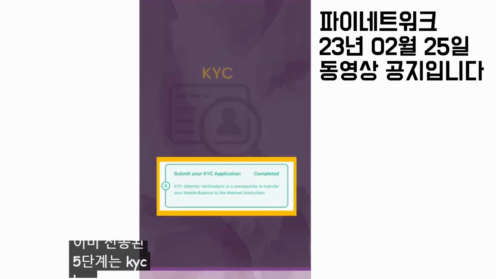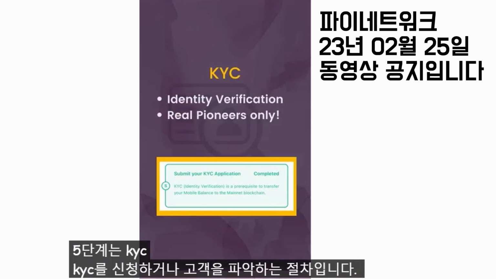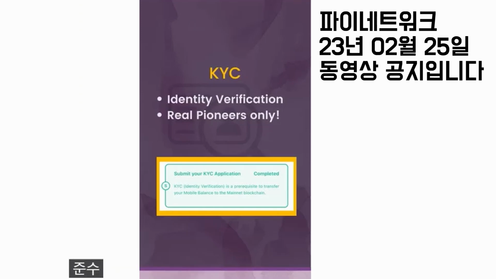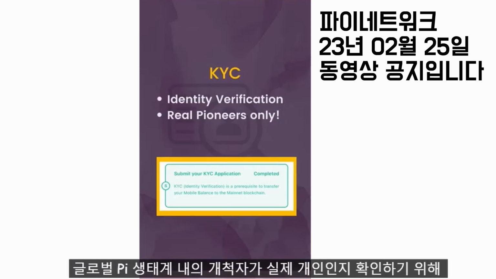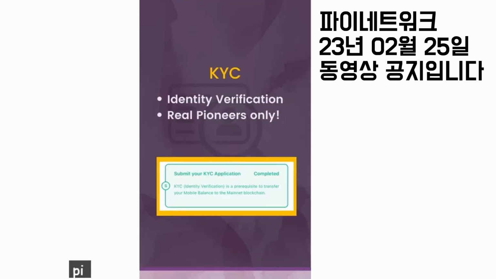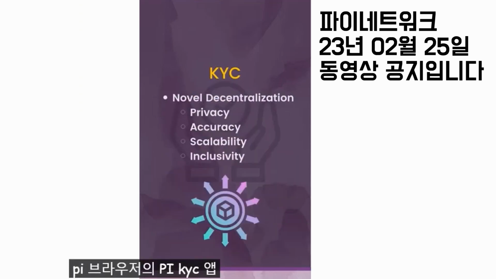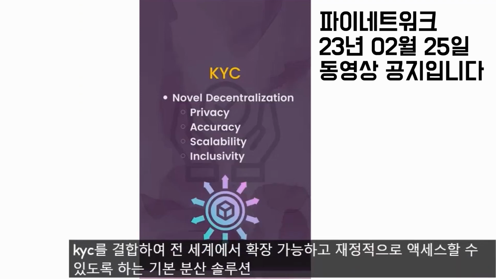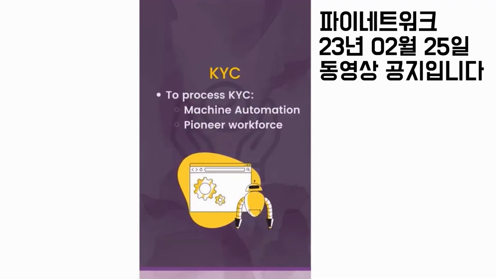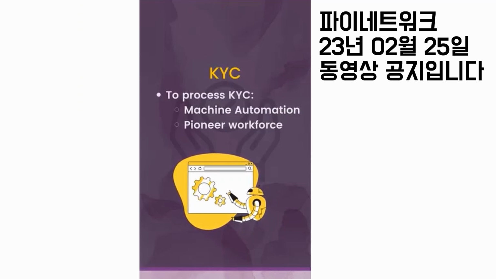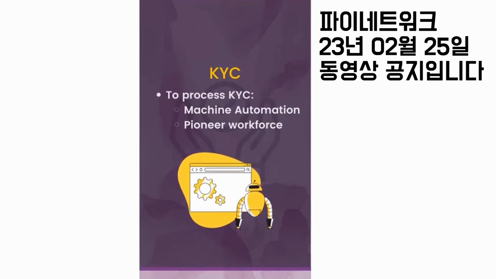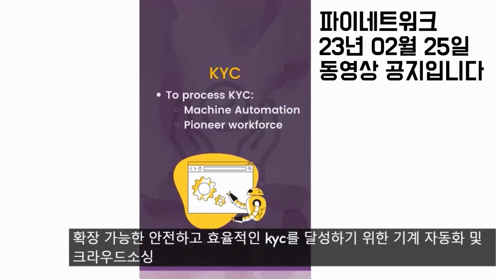Step 5. Apply for KYC. KYC, or Know Your Customer, is a procedure to first identify and then verify Pioneers' identities, to comply with regulations, and to ensure that Pioneers within the global Pi ecosystem are real individuals. The Pi KYC app on the Pi browser is a native decentralized solution to make KYC scalable and financially accessible around the world. It combines machine automation and crowdsourced, hyperlocal human verification to accomplish scalable, secure, and efficient KYC.